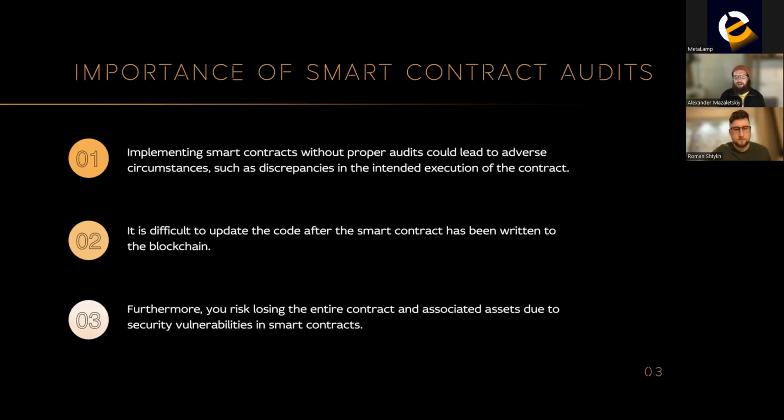Let's summarize what has been said and go through the main risks of blockchain development without a proper smart contracts audit. First, if your smart contract hasn't been checked properly, it simply might not work as intended. In some cases, it can affect the core functionality of your product and lead to reputational or financial risks. Second, it's difficult to update the code after a smart contract has been written to the blockchain. You must ensure smart contracts match your documentation requirements and have all the needed functionality. Third, you also risk losing the entire contract and associated assets due to security vulnerabilities in smart contracts.